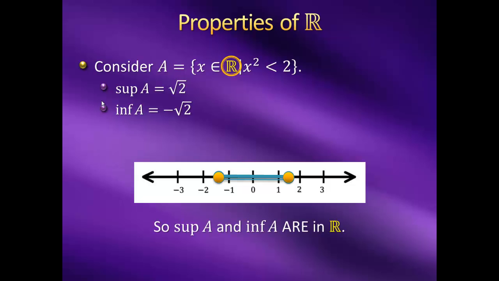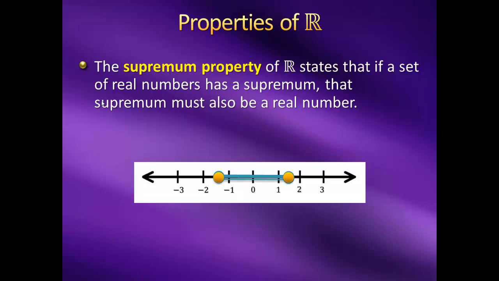also be a real number. This is true for any set of real numbers. If the set has a supremum, then that supremum must also be a real number. This is called the supremum property of the real numbers. In fact, if a set of real numbers has a supremum, we can actually find it, thanks to Dedekind cuts.